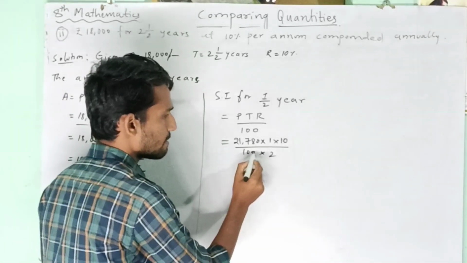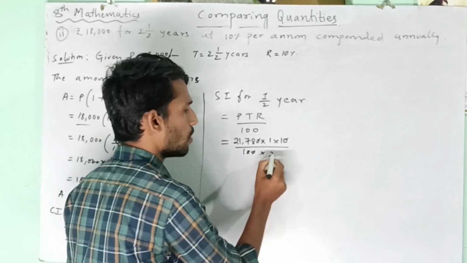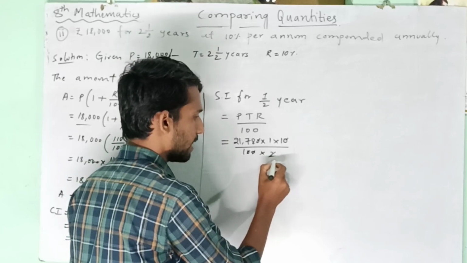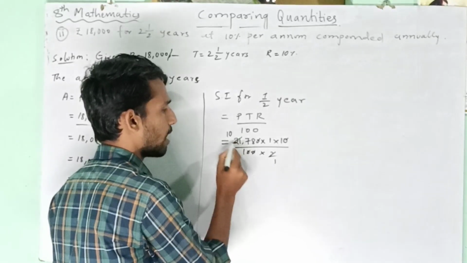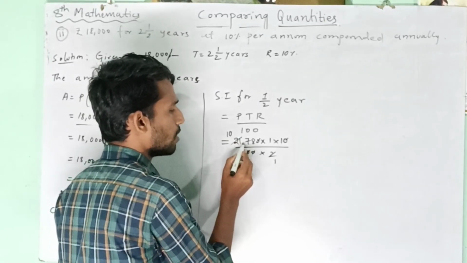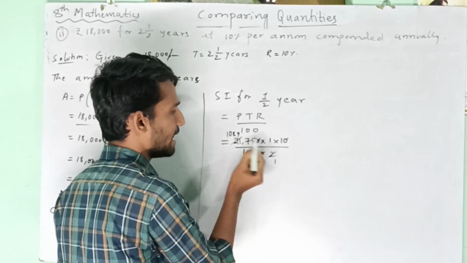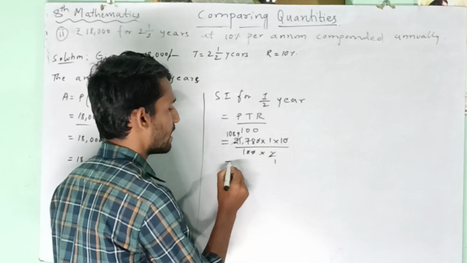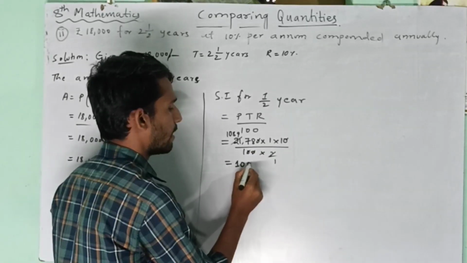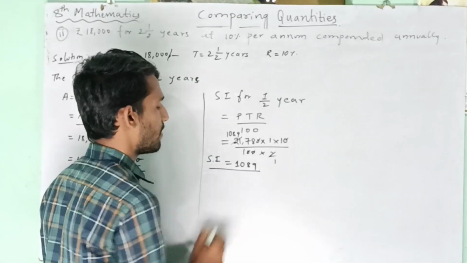Okay, now 00 get cancelled, 00 get cancelled. Now we divide, we cancel by 2, 2 1s are 2, 2 10s are 20, again 2 8s are 16, 2 9s are 18, completely cancelled. When you multiply here 1089 into 1, you will get here 1089. This is the simple interest for half year.